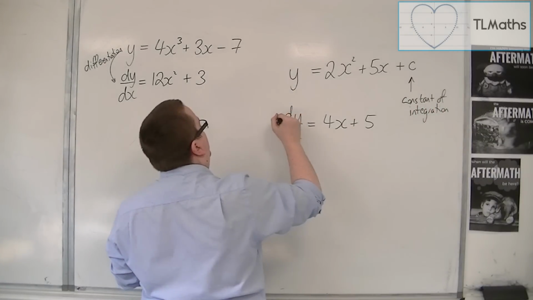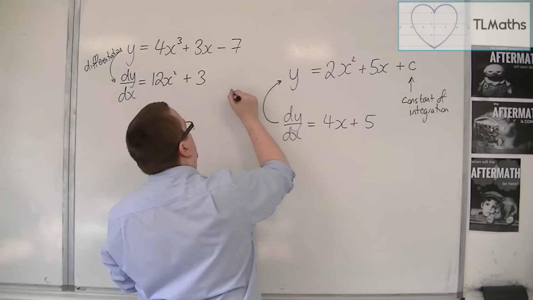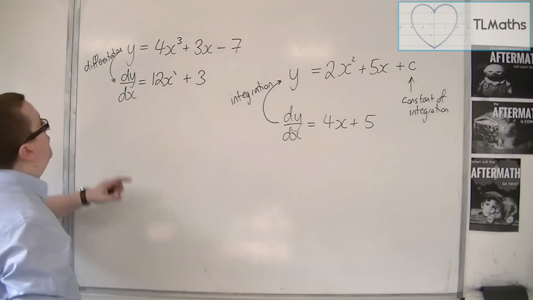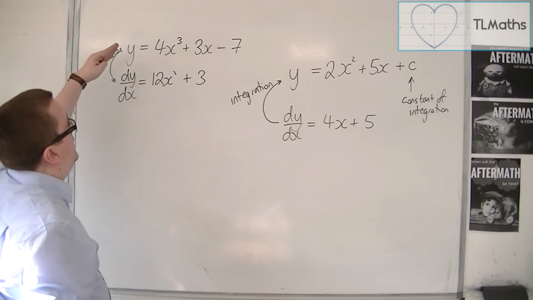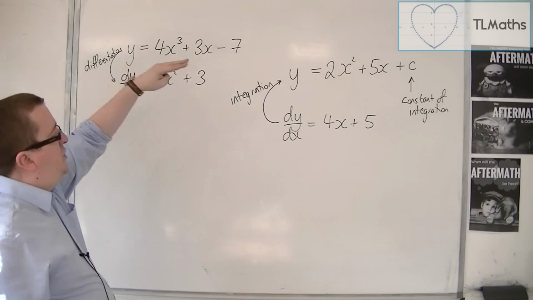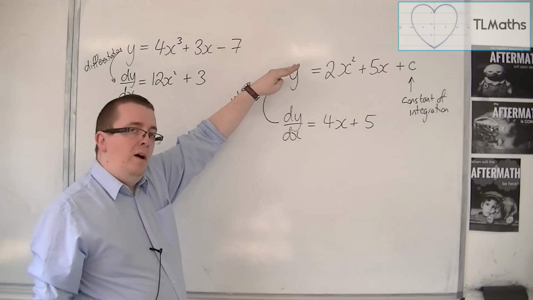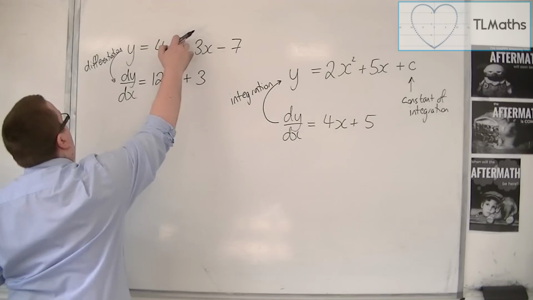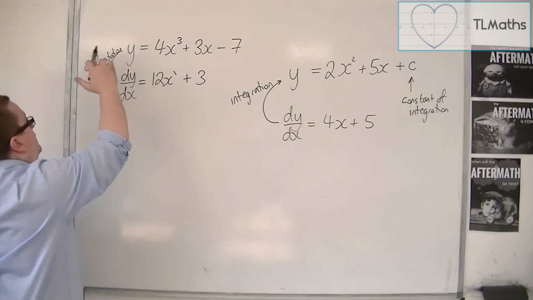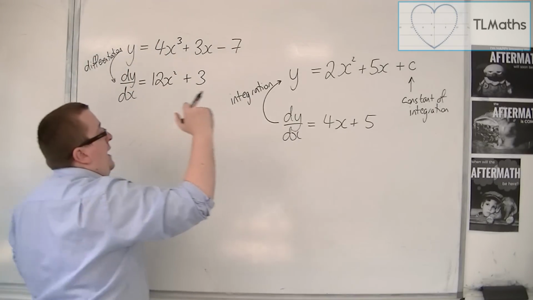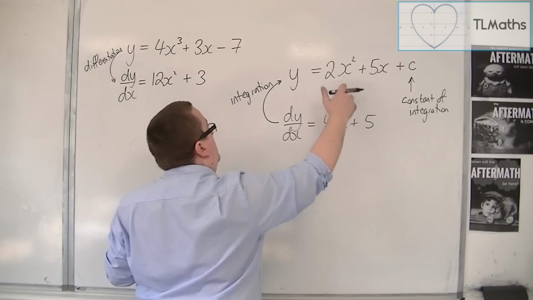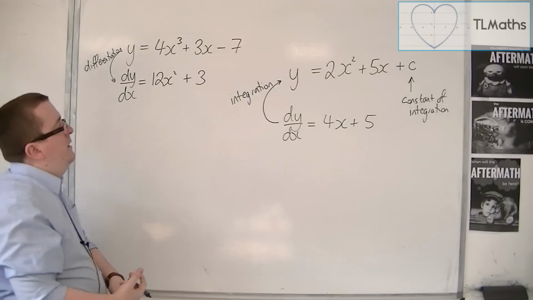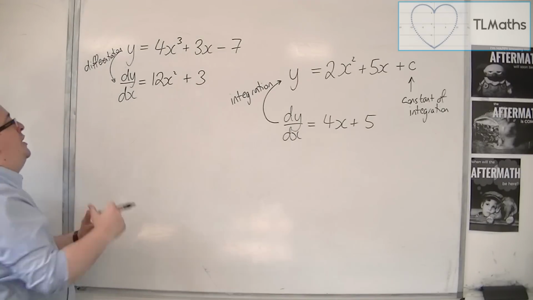So this process that gets me from dy by dx to y is known as integration. So differentiation, going from y equals to dy by dx equals, and integration goes from dy by dx equals to y equals. And effectively what you can see is that the power, the index, decreases, differentiation, d, and here the power, the index, increases, increase, integration, I. Okay, so integration for increase, differentiation, decrease.